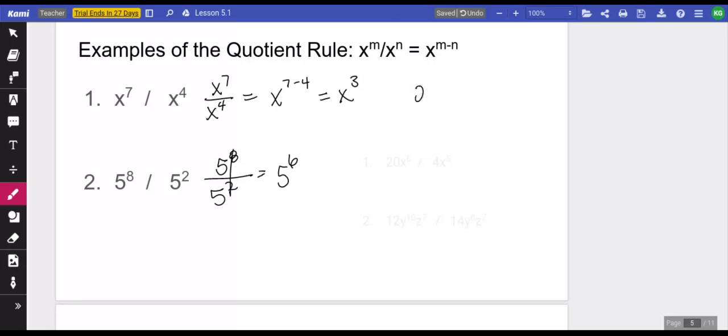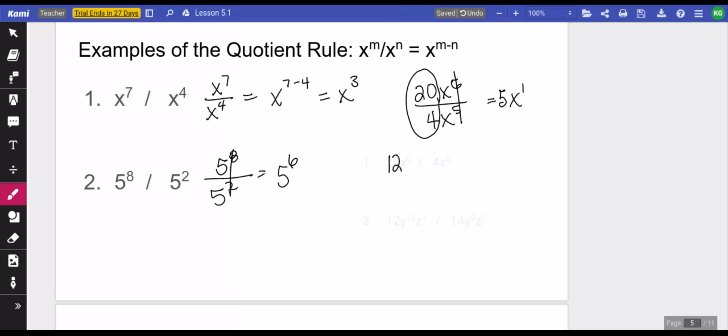This one over here is hard to read. It's 20x to the 6th over 4x to the 5th. So I'm going to subtract these. So that becomes x to the 1st. And now looking at these, it's just 20 divided by 4, which is 5.